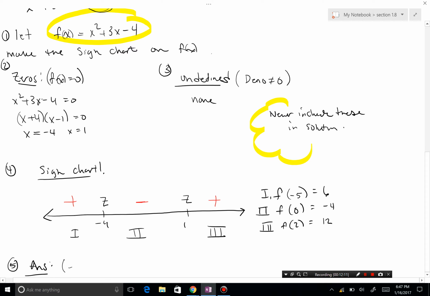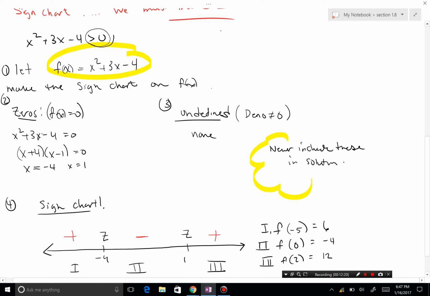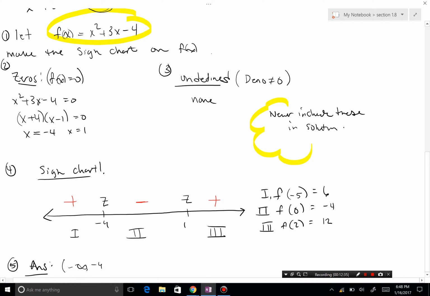So I want everything from -infinity to -4. Now, do I want to include -4? -4 is a 0. The answer is no, because I want to be strictly greater than 0. Had it looked like this, which is being equal to, then I would include it. I'd put a hard bracket there, but it's not. It looks like that. Strictly greater than. So I'm just going to go up until -4.